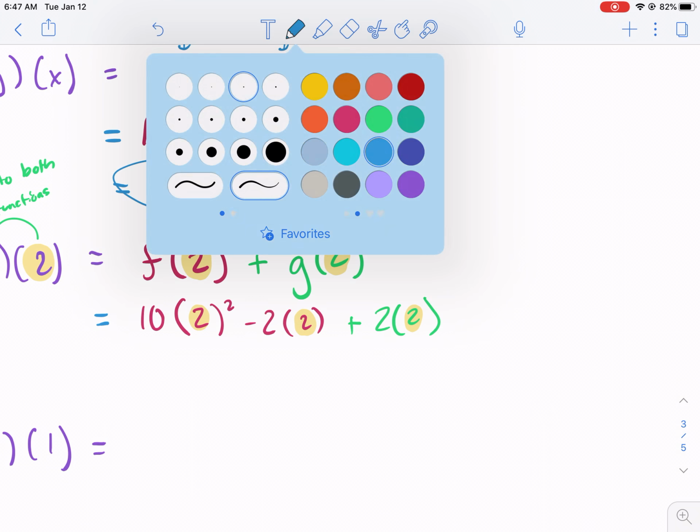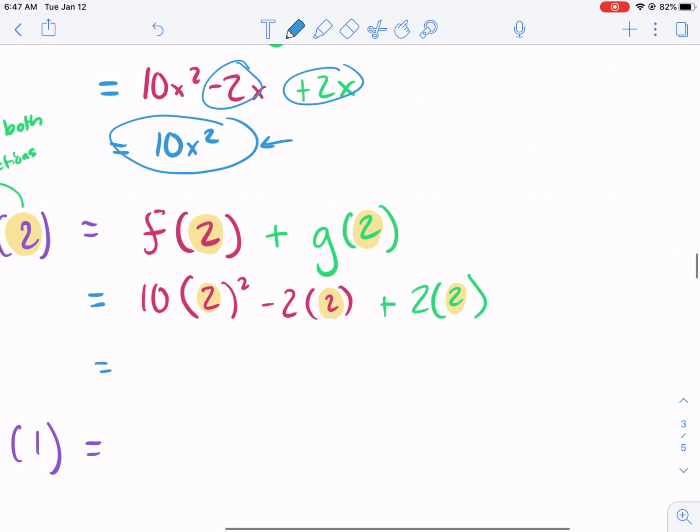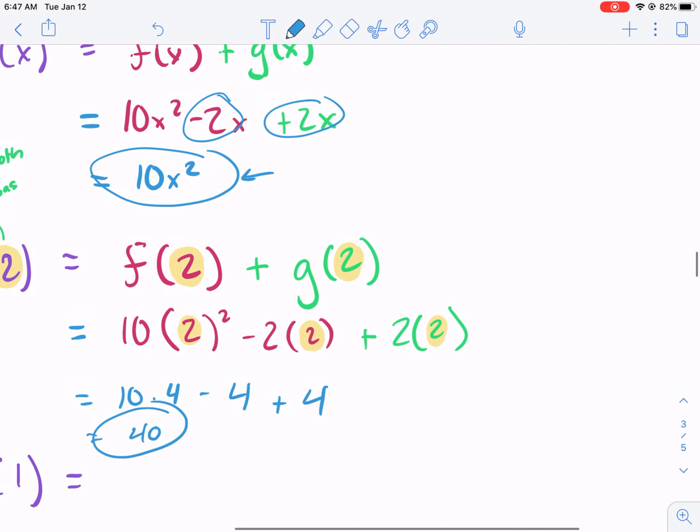Now we're just going to simplify. So we have 2 squared, exponents first. 2 squared is 4. Minus 2 times 2 is 4. Plus 2 times 2 is 4. We get 40 minus 4 plus 4, which is the same thing as just 40. So 40 is going to be our answer once we do that.